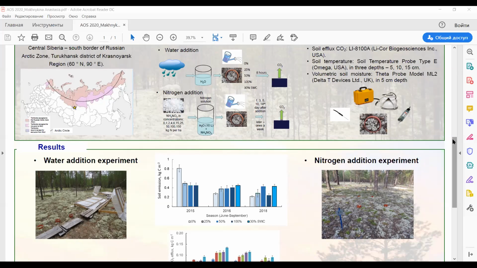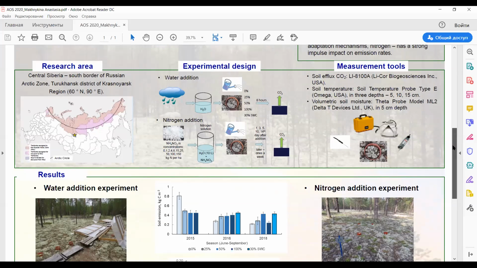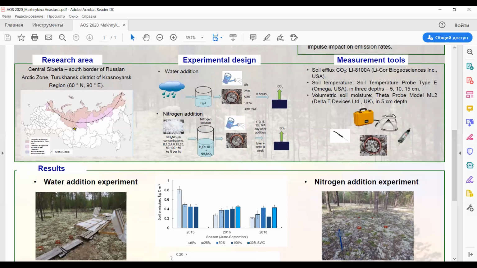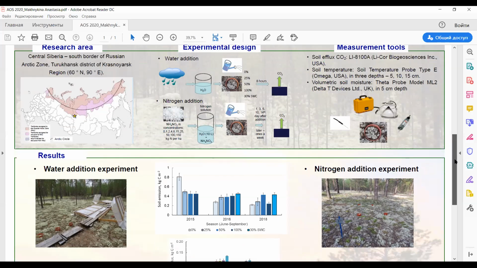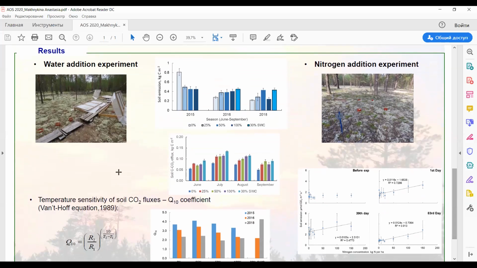So for the measurements, we used a LICOR gas analyzer, and near each soil collar, you can see it here, the plastic collar, we also measured soil temperature and soil moisture. Here I presented how it looks in reality. This is the water experiment. It looks like greenhouses, and during the season it was closed, and after each rain event we opened these boxes and then added some water.